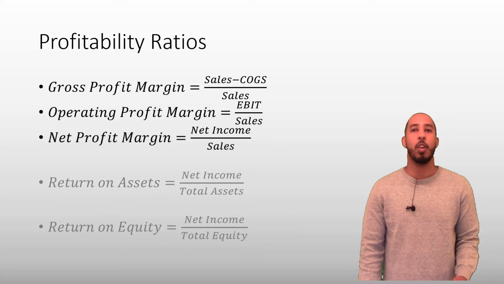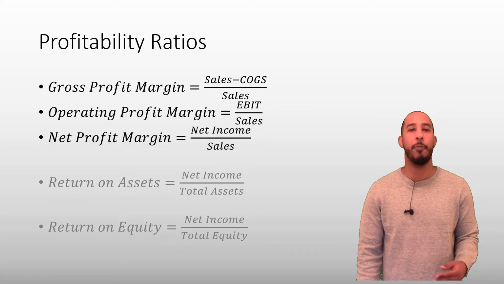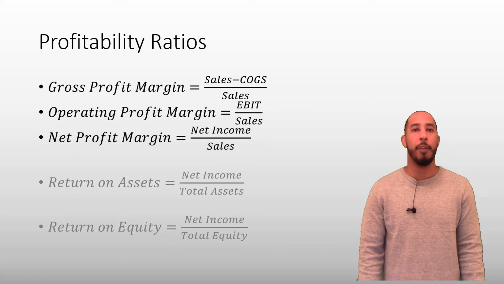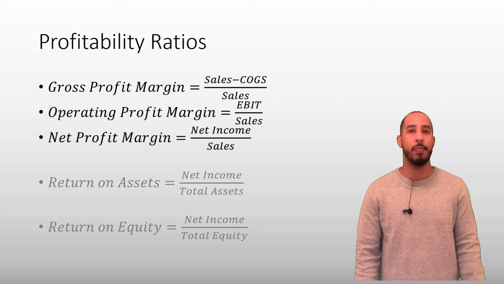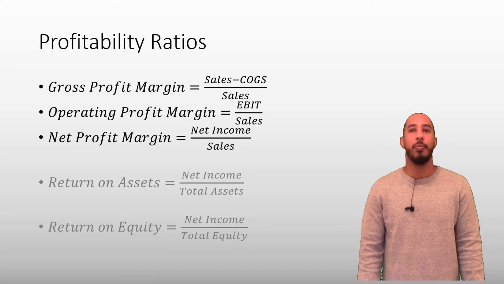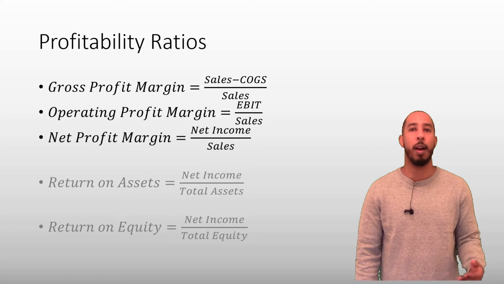Each of these 3 ratios all have the same denominator, sales. They differ in terms of their numerators, which is some form of profit. The gross profit margin looks at the ratio of gross profit, that is sales minus cost of goods sold, to sales. In other words, this ratio tells us how much of our sales revenue turns into gross profit.